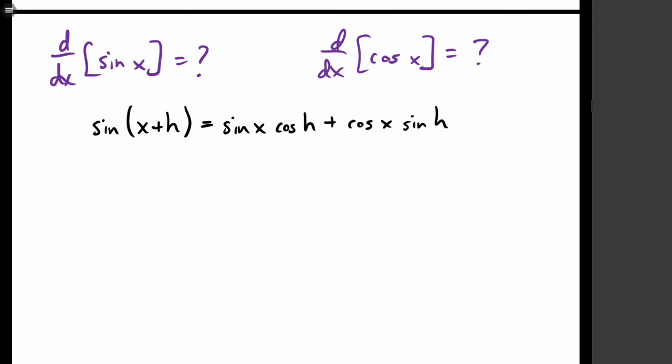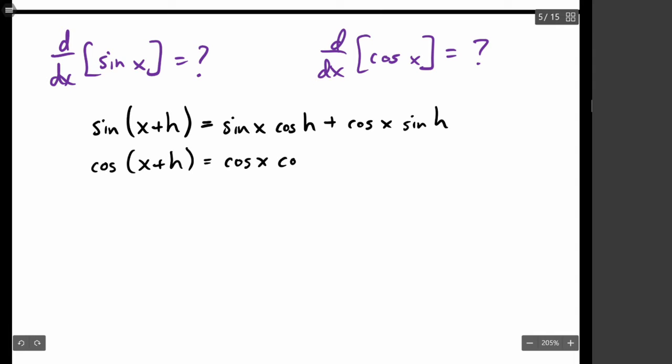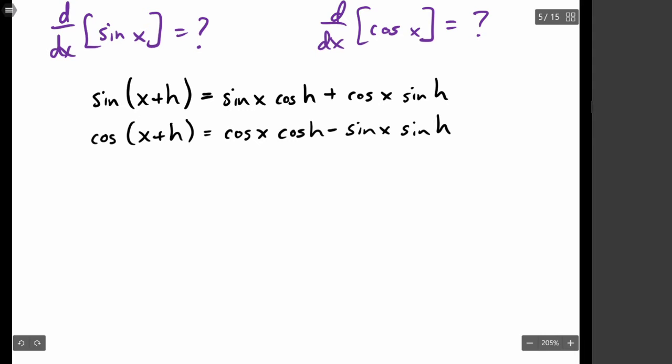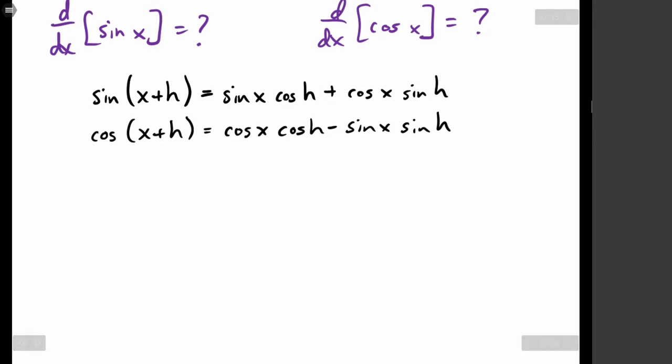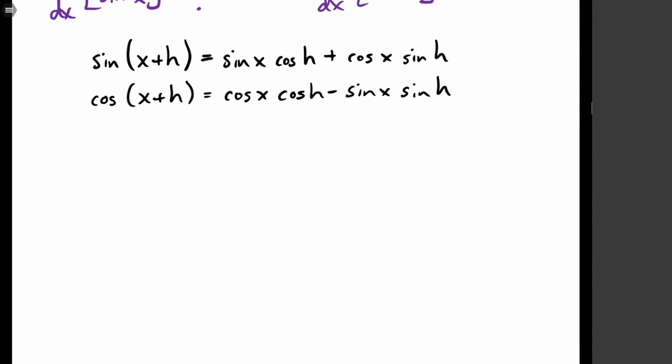And the one you'll need for the cosine derivative, we have cosine of x plus h. This is equal to cosine of x cosine of h minus sine of x sine of h. Okay? So you'll need this one to do the derivative of cosine. We're going to use this one right now. So let's get on with this.